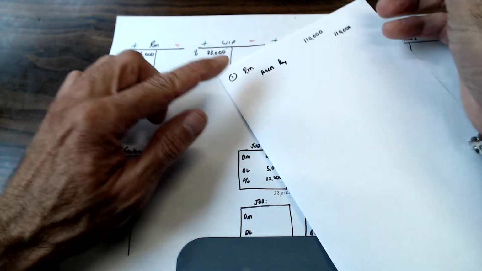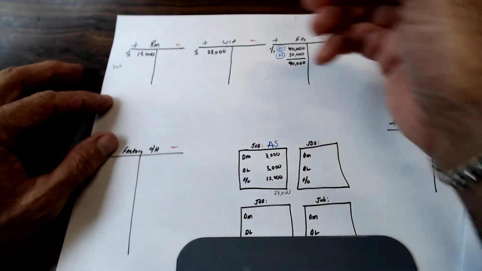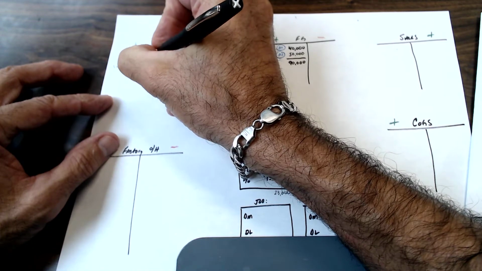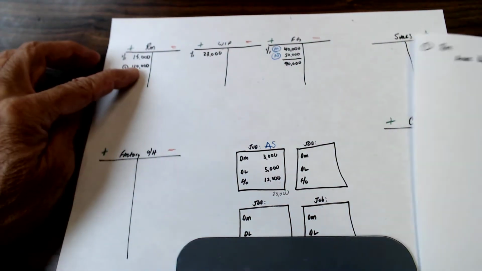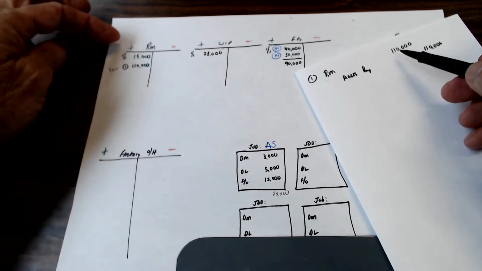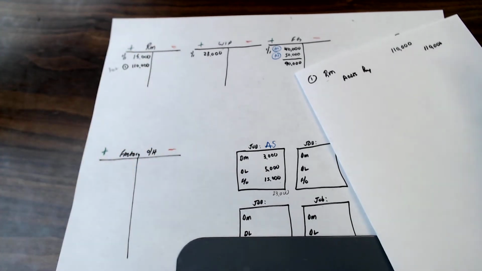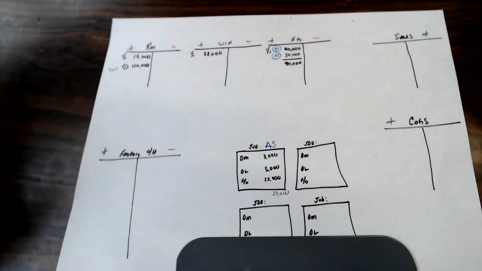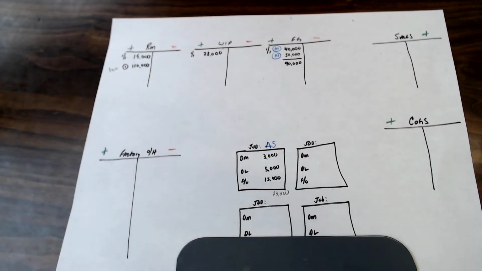$110,000. Now, when I post that, we're going to post the debit to raw materials for $110,000, and isn't that what we did? We added $110,000 to raw materials, and I don't have the accounts payable here, but over in the liability section, I'm going to credit accounts payable. That's going to increase accounts payable.